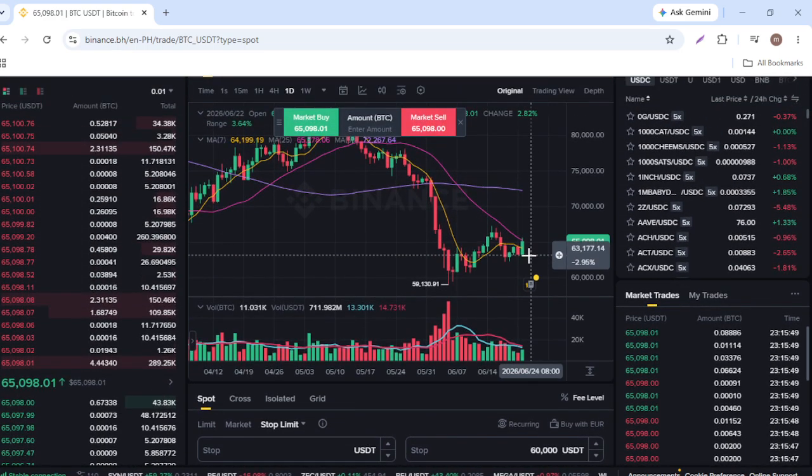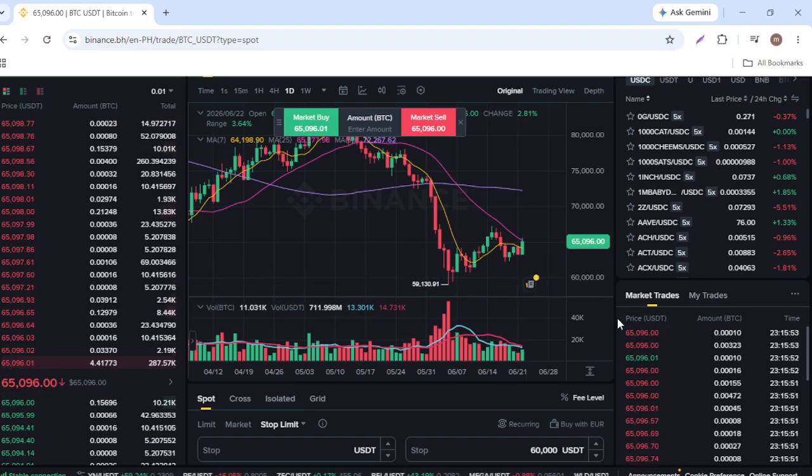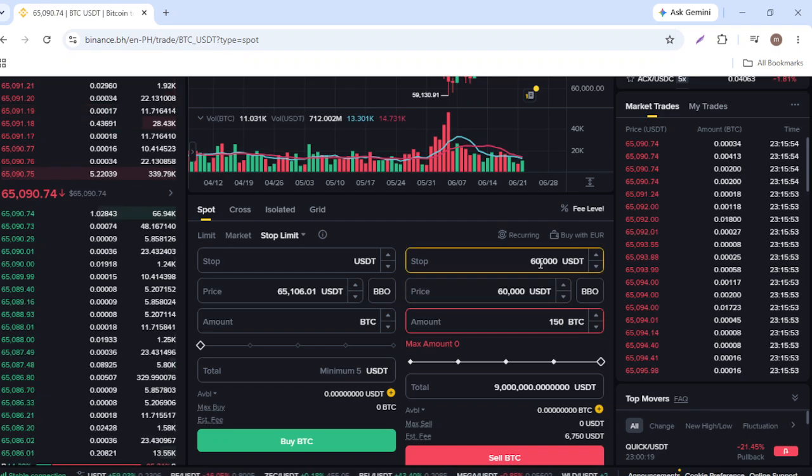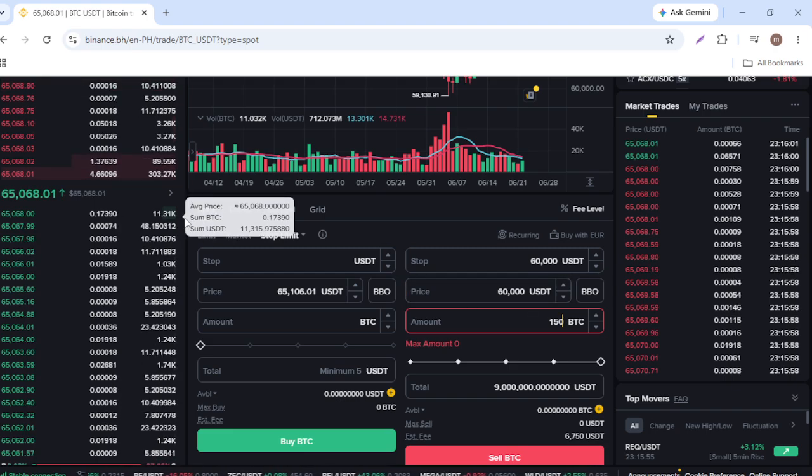So the process is simple. Open Binance, go to Spot Trading, choose your trading pair, select Stop Limit, enter the stop price, limit price, and amount, then submit the order. And that's how to set a stop limit order on Binance.